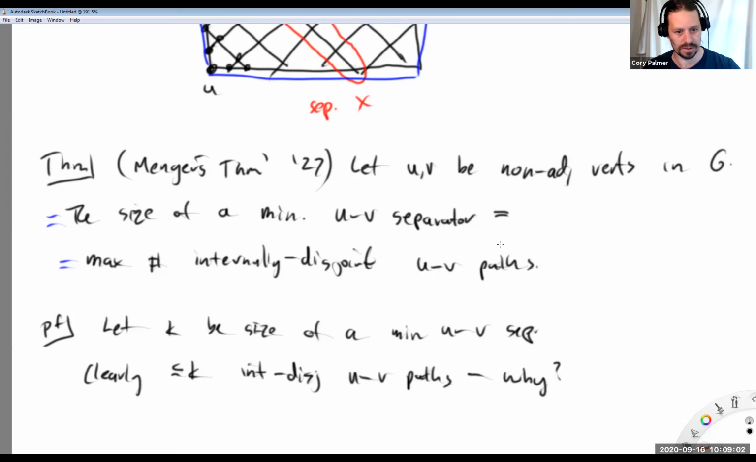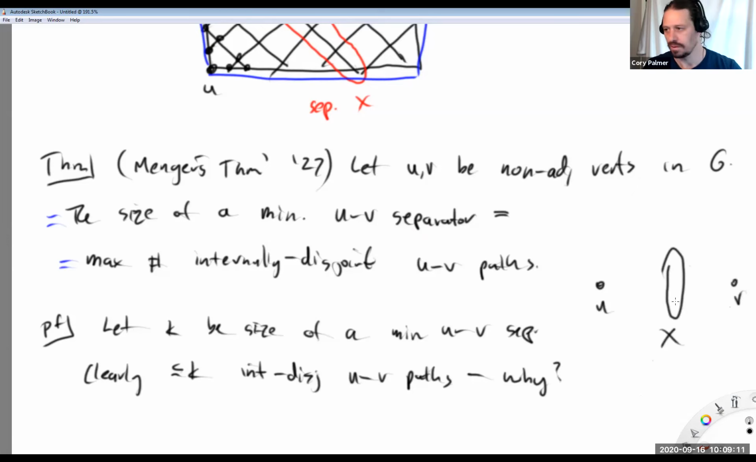Let's imagine here's U and here's V, and this is a separator here. Why can't we have more, and there's K vertices here. Why can't I have more than K internally disjoint paths? What is an internally disjoint path, or just a UV path's relationship with X?